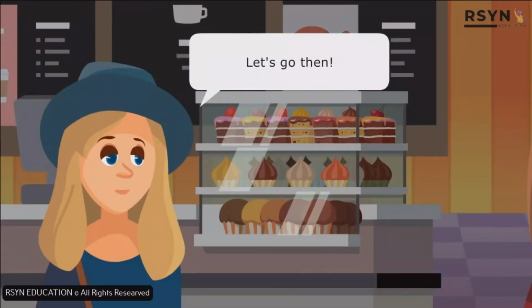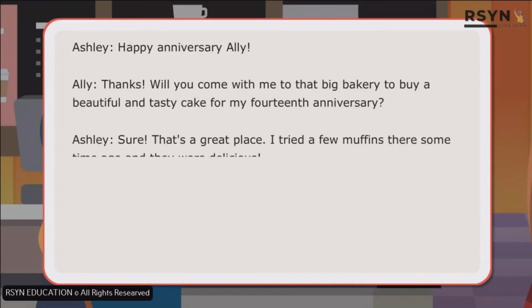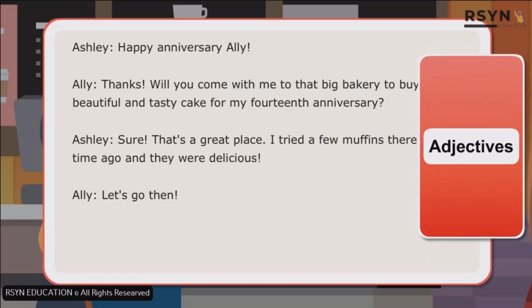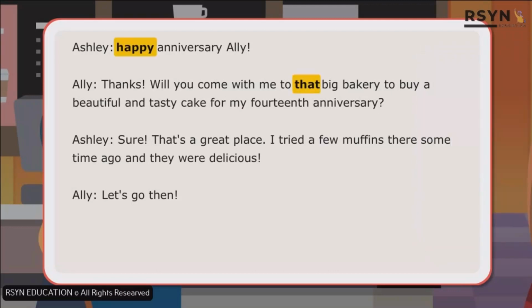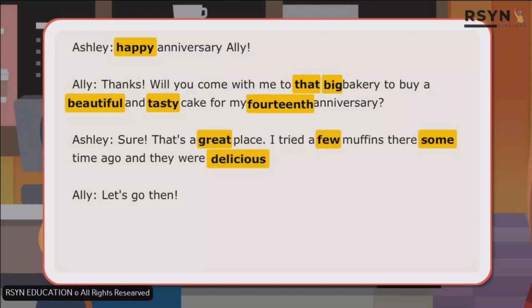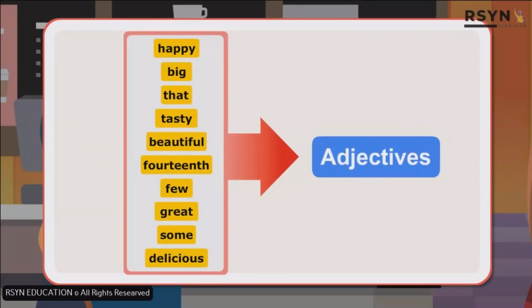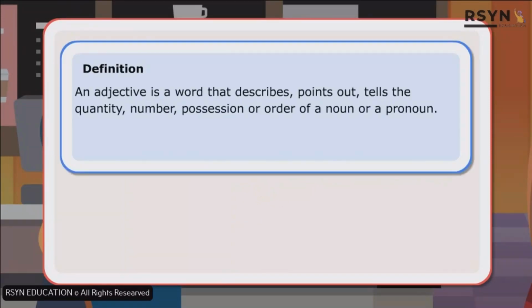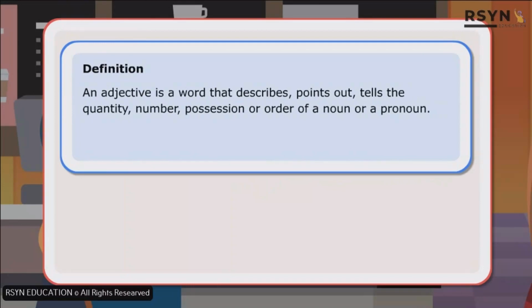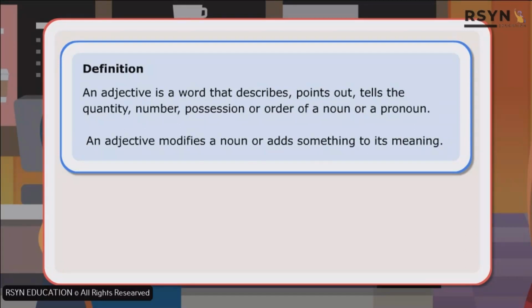Let's go then. In the conversation, Ashley and Ali have used several words that describe and modify. The words happy, that, big, beautiful, tasty, 14th, great, few, some, delicious are examples of adjectives. Definition: an adjective is a word that describes, points out, tells the quantity, number, possession or order of a noun or a pronoun. An adjective modifies a noun or adds something to its meaning.